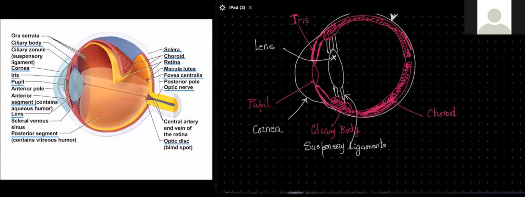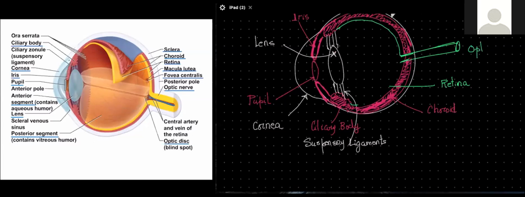Deeper to the choroid, you've got the neural layer, which mainly is going to be formed of the retina. The retina is going to be the nervous layer that will be responsible to detect the light and transform this light into electrical impulses that will be conducted to the brain through cranial nerve number 2, which is my optic nerve. Again, the inside on here is my retina.